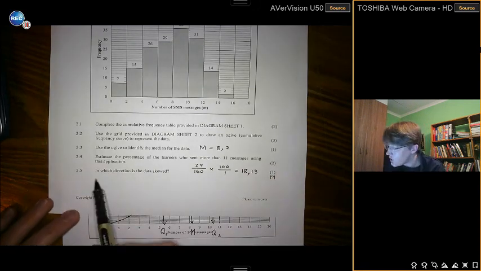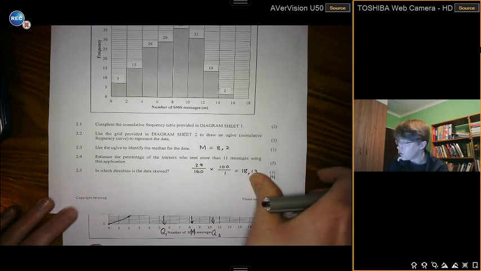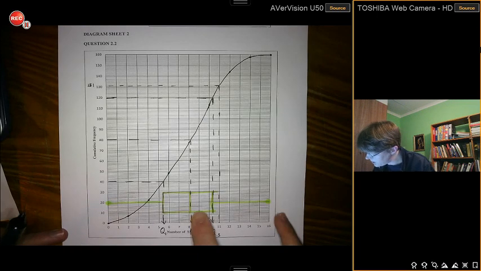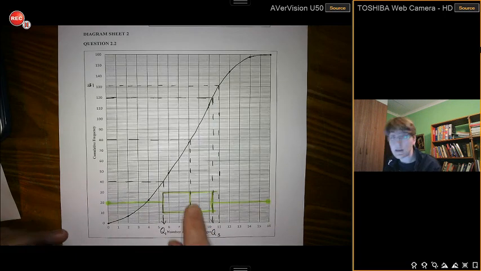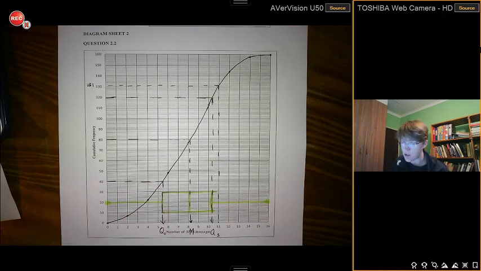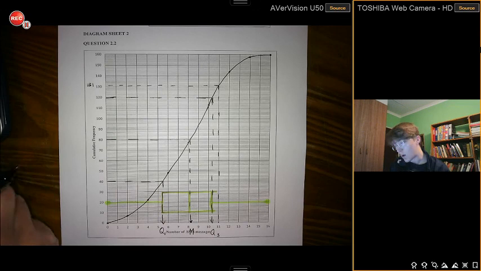Now, the question, in which direction is the data skewed? Then obviously we can look at this and we can kind of judge by saying this length, this one is slightly shorter. So looking at this, the data is skewed to the left. So the data here seems to be slightly skewed to the left. Again, not completely accurate, but they will give you the benefit of the doubt.